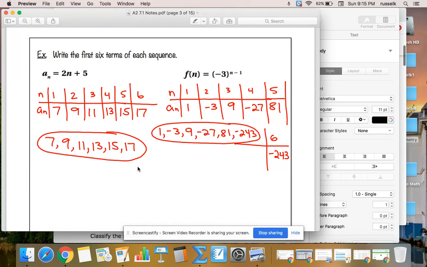Your first section of IXL is just going to ask you to find the first so many terms in a sequence. So you'll just start by plugging in 1, plugging in 2, plugging in 3, and listing out what you get.